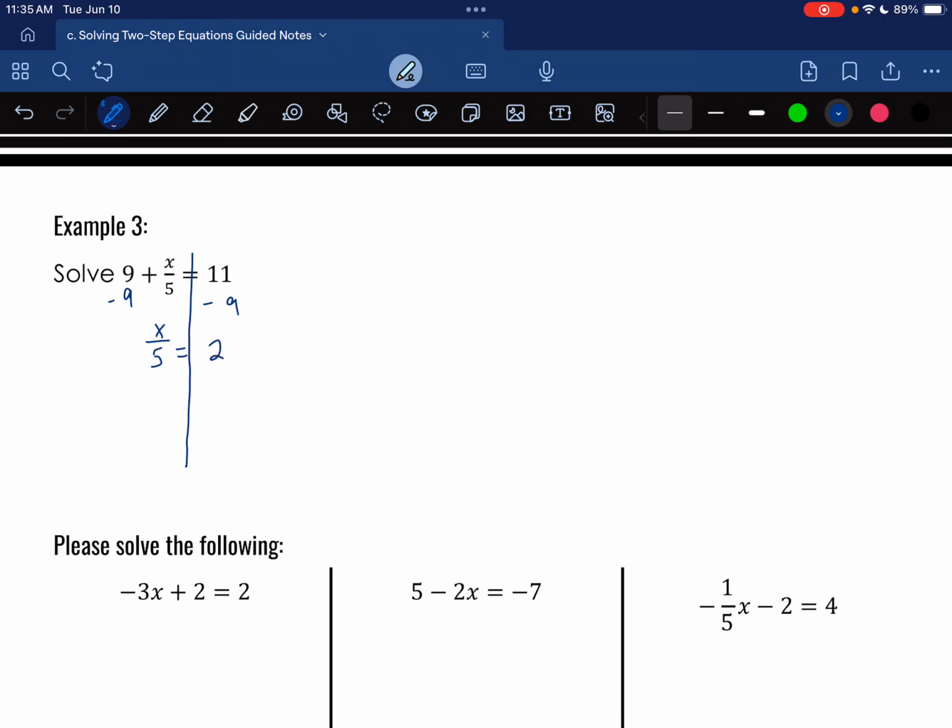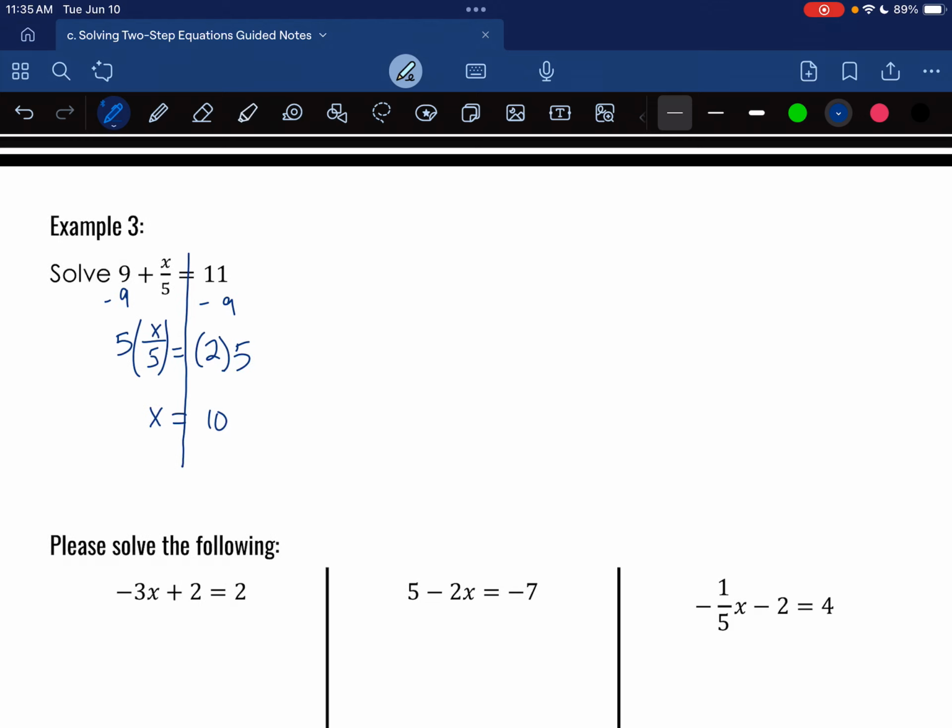Now we have to undo dividing by 5, so we'll multiply both sides by 5, and we'll get x is equal to 10. And then, of course, checking our work. So we've got 9 plus x over 5 is perhaps 11. Plug our solution in here. We're going to carry out this division and get 2. And now 9 plus 2 is, of course, 11. So we know that we did our work correctly.